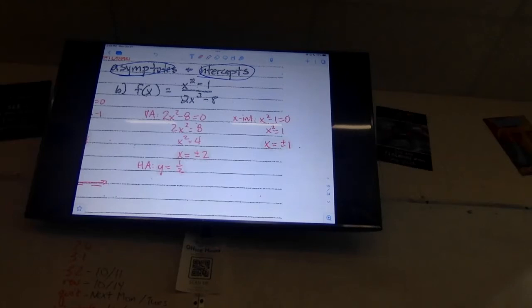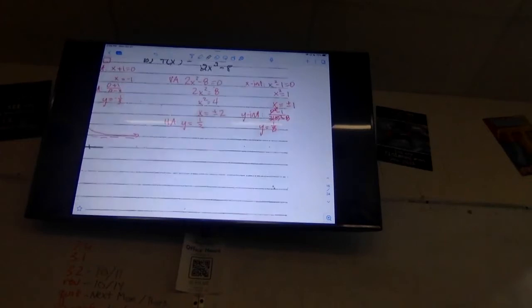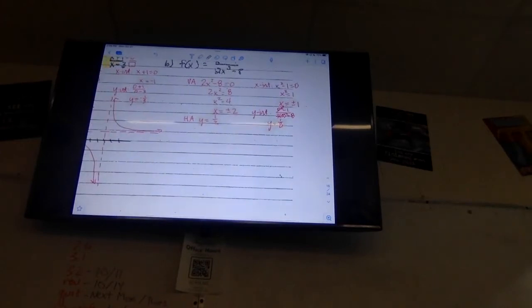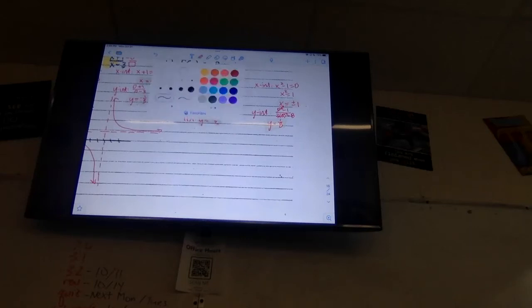And then last, I've got my y-intercept. And how did I find that? Plug in 0. Good, plug 0 in for all my x's. 0 squared minus 1 over 2 times 0 squared minus 8. I get 1 over 8. Once I find those 4 pieces of information, I'm ready to go. I'm going to go graph my picture.